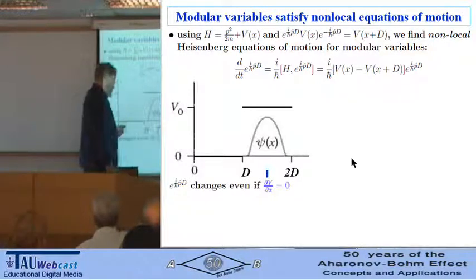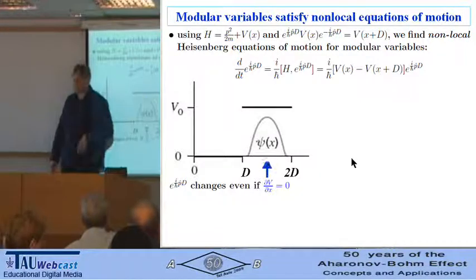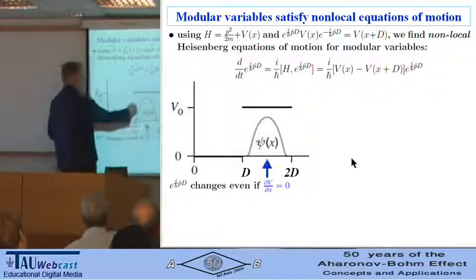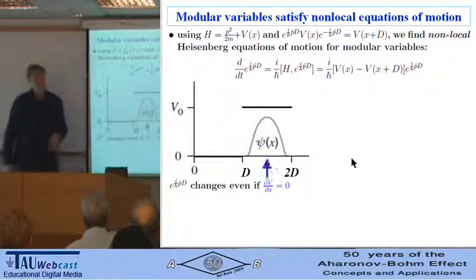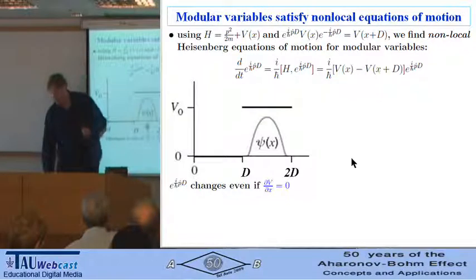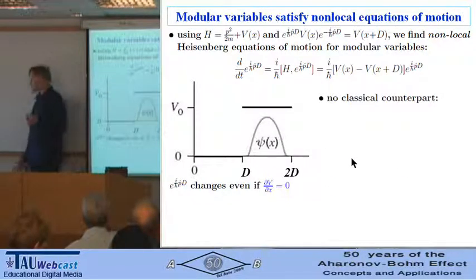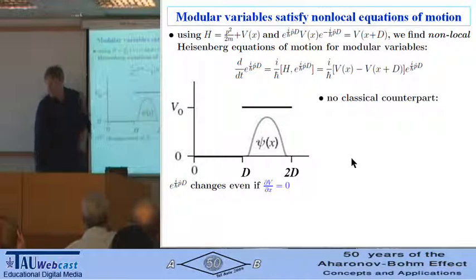And so this means that, suppose here's a double slit setup. We have a particle that's localized around the right slit. You actually have modular variables that are changing depending on the difference of the potential between these two different points. Now, this is something that has no counterpart in classical mechanics.